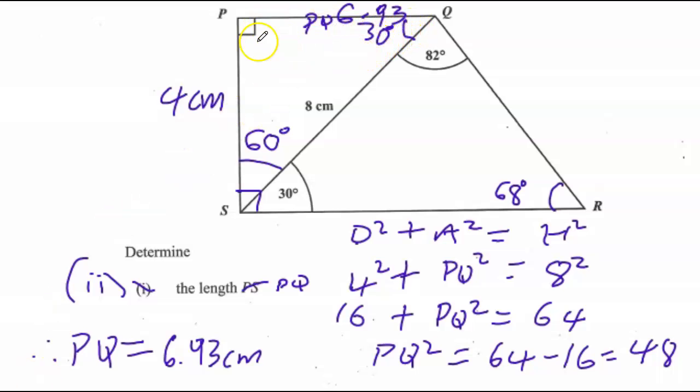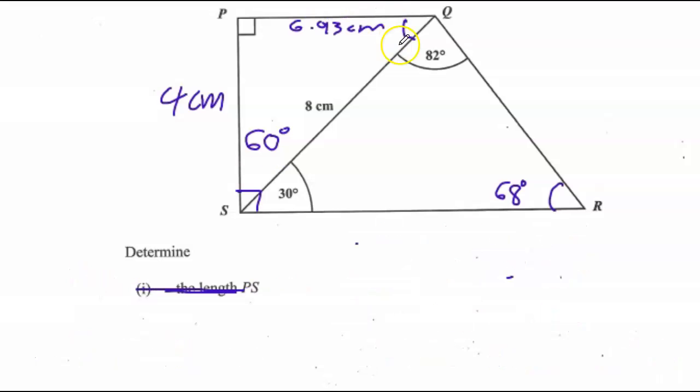Next, we're asked to find the area of the quadrilateral PQRS. To find the total area, you could take several approaches. You could find the area of the PQS triangle and then find the area of the RQS triangle. Either way, you will need to find the length of this side, RS. And to find the length of RS, you could use a sine rule.